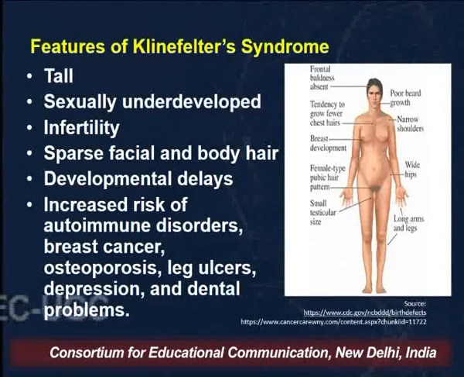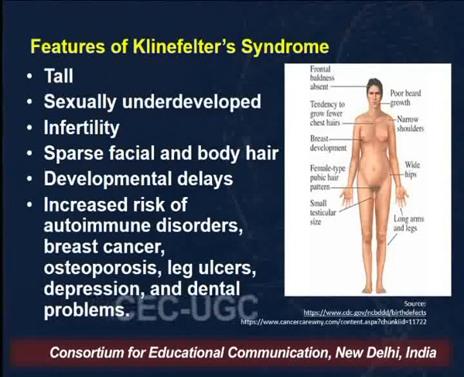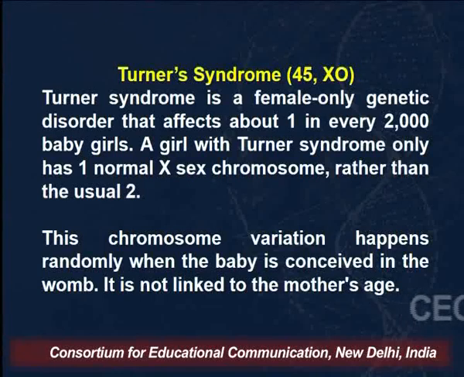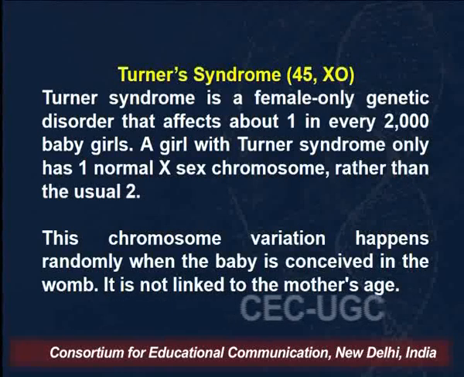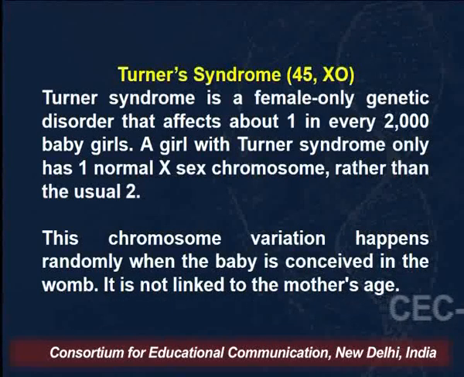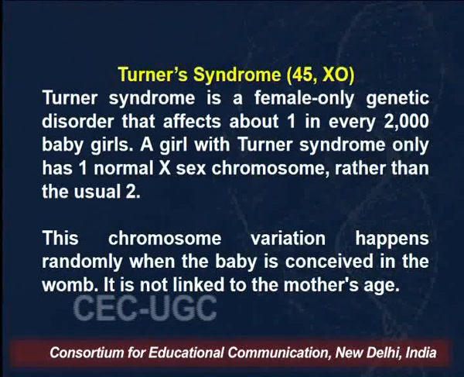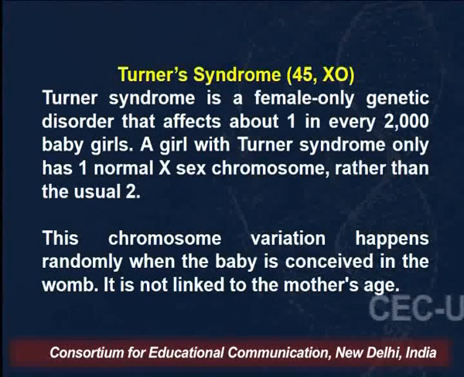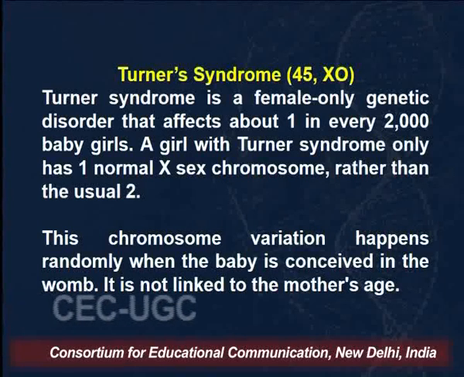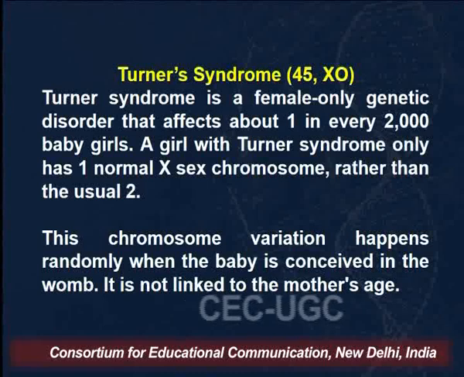So we can see here there are a number of problems the person suffers from in the case of Klinefelter syndrome. The next syndrome is called Turner syndrome. Turner syndrome is a female-only genetic disorder that affects about 1 in 2000 baby girls. A baby girl with Turner syndrome has only one normal X chromosome rather than 2 X chromosomes. So one of the X chromosomes has been missed out, or there is a non-disjunction due to which this has occurred.